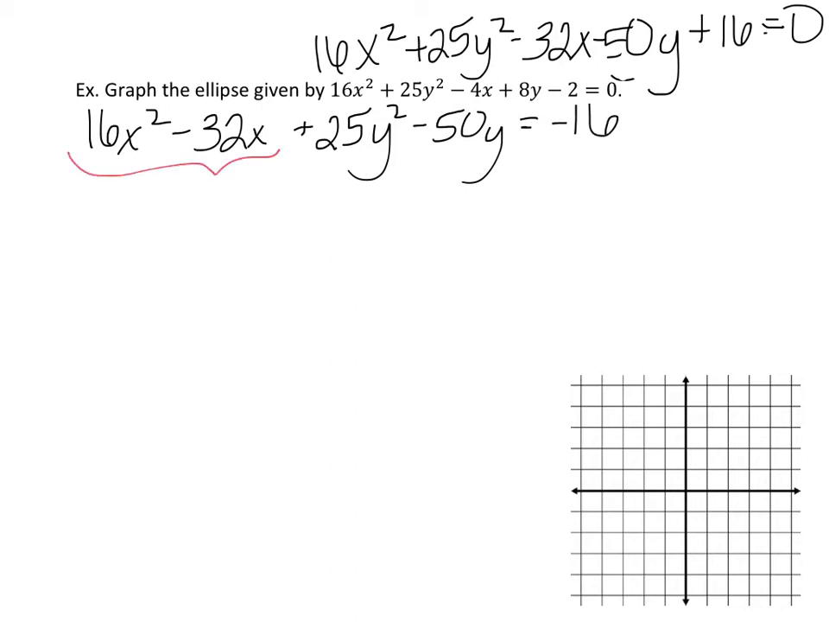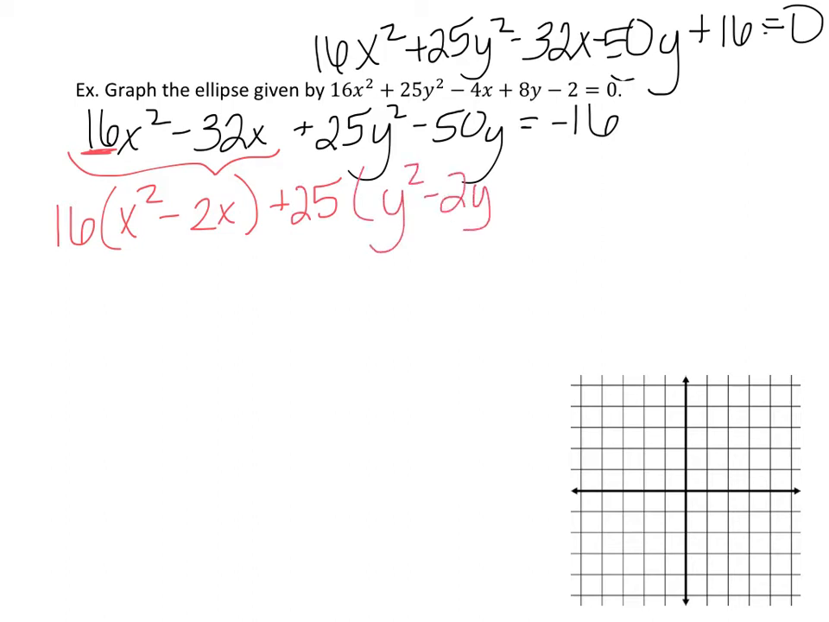Before I can complete the square for the x's, I have to factor out whatever is with that x squared, 16, so that makes this x squared minus 2x, plus, same thing with the y's, factor out the 25, y squared minus 2y equals -16 still. I'm going to complete the square with what's in the parentheses, leaving that 16 out there.